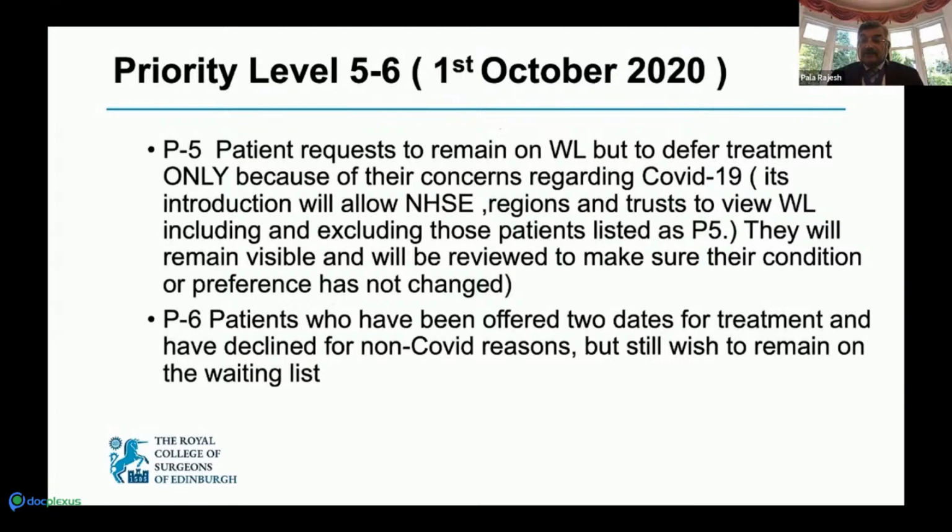So on the 1st of October, the FSSA, along with the colleges, have extended the priority level. Now we have priority level 5 and priority level 6. Priority level 5 is when the patient requests to remain on the waiting list, but to defer his or her treatment only because of their concerns regarding COVID-19.